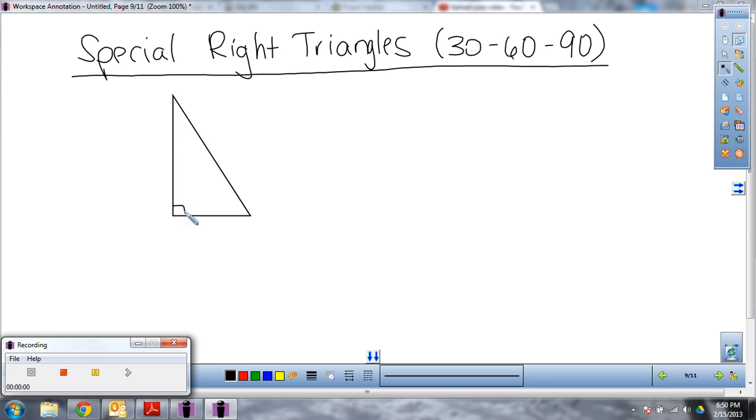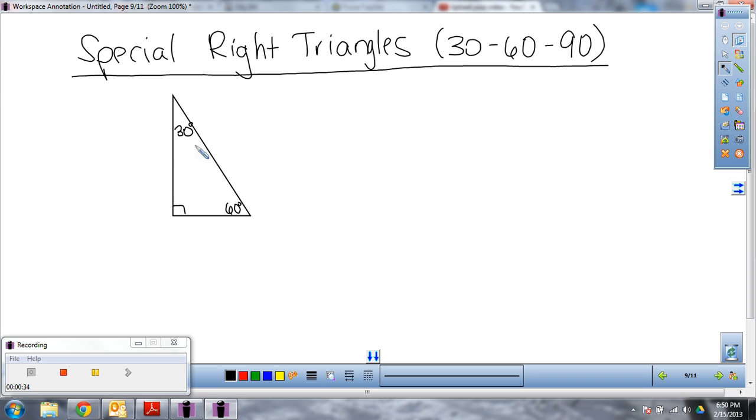So, if we have a right triangle, we have a 30-degree measure and a 60-degree measure. Right? So it is not an isosceles triangle like we saw with the 45-45-90, but we do have 30 plus 60, which is 90, plus 90, giving us our sum of 180.